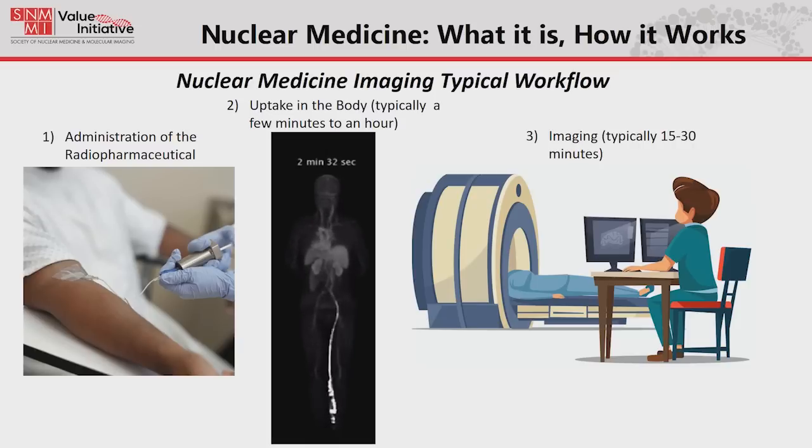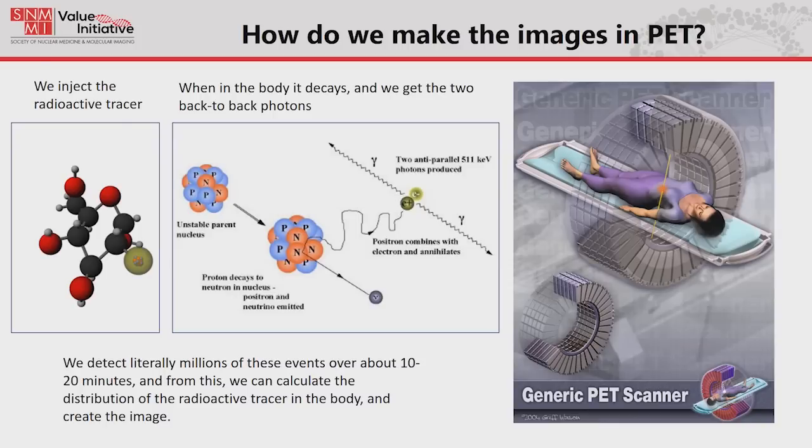Bottom line is we do inject this stuff. There's an uptake period, which could be anywhere from a few minutes to maybe an hour or two. When you put them in the scanner, the scan typically takes 15 to 30 minutes. Actually, these days with new scanners, it's usually down to 10 to 20 minutes in order to get a whole body scan. So that's how we do it.